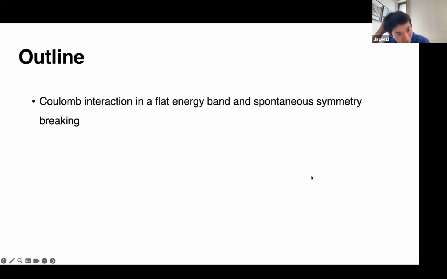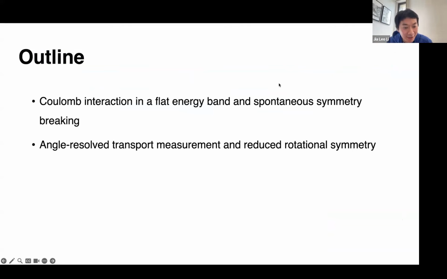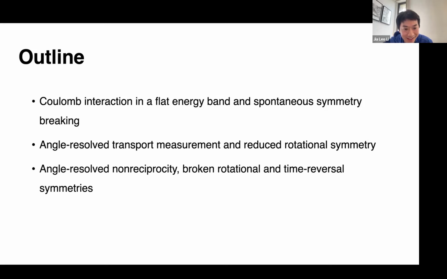Right. So a brief outline of the talk is as follows. First, I'll quickly discuss Coulomb interaction of flat energy band and some brief history of spontaneous symmetry breaking in such a system, when Coulomb interaction dominates. Most of the talk will be focused on angle resolved transport measurement and how that can be used to reduce rotational symmetry. And lastly, the most important part is angle resolved non-reciprocity, which I'll explain. Using this tool, we're able to probe broken rotational and time-reversal symmetries.